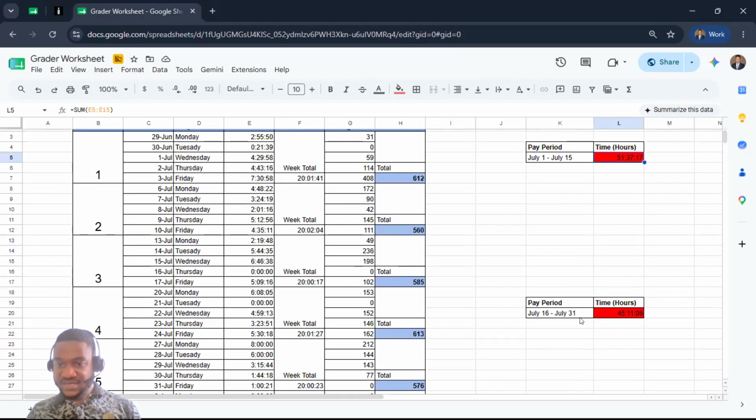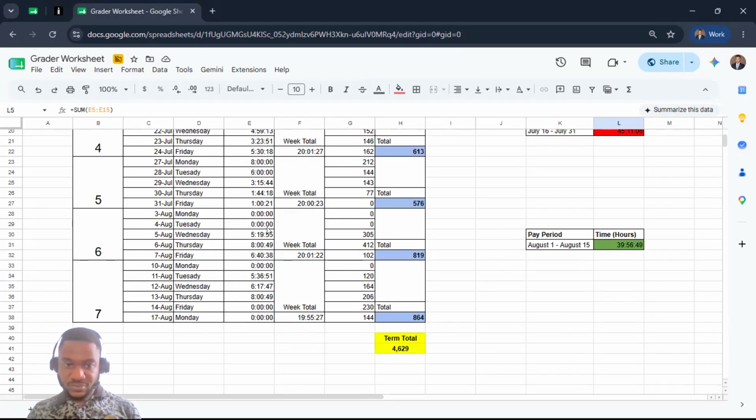So as you can see, this is the last pay period, which is August 1st to August 15th. This is 39 hours, which means it's under 40 hours, so it is still green. Immediately you see it turn to red, you have to start taking your time and not work too much. All you need to do is watch and pay attention to that part of the sheet so that you don't go over 44 hours.